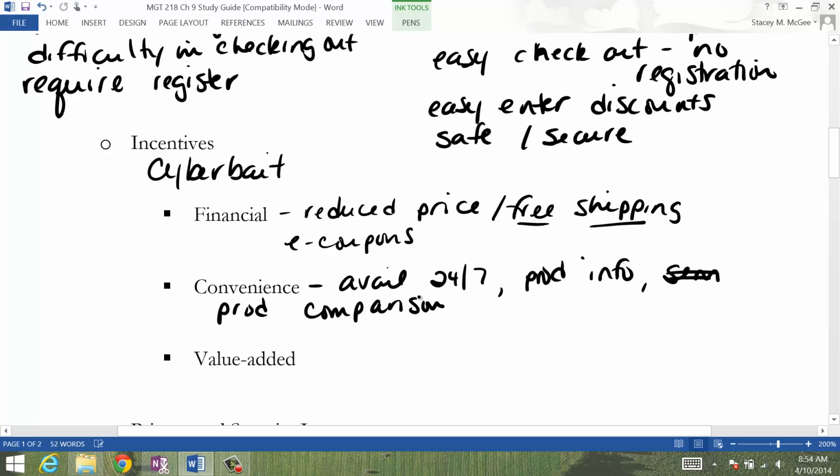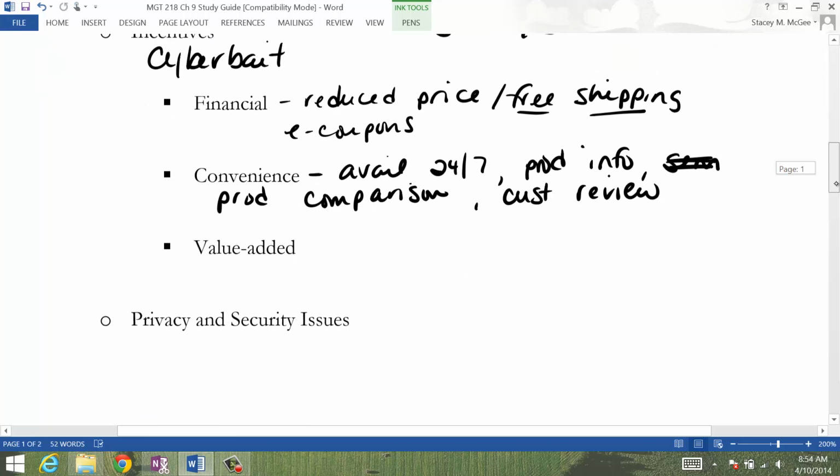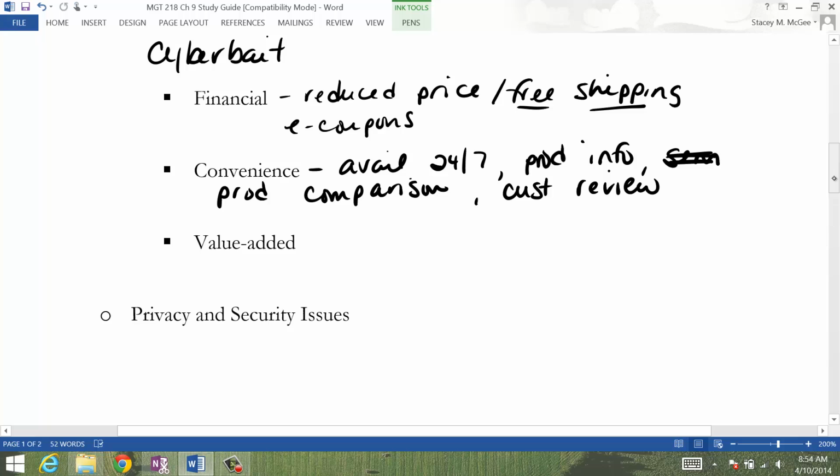So if they're looking at a couple different products, making it easy for them to compare rather than running around town to look at this. And also customer reviews are another thing that they offer. And I don't know about you, but I use those a lot. Like if you go to Amazon and you're thinking about this and then you look at the customer reviews, I think those are very helpful to a lot of people. So that makes it very convenient.